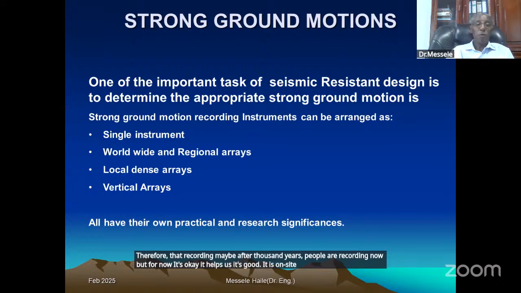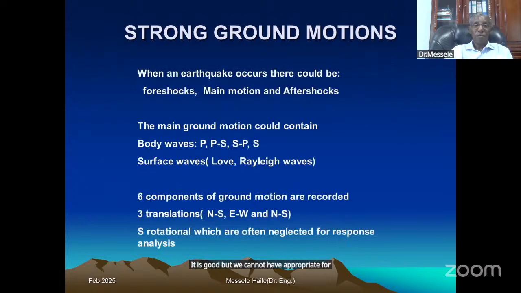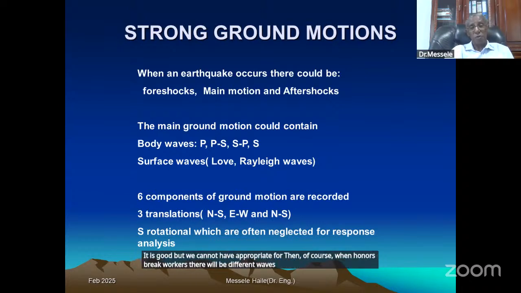But whether single, worldwide, regional, local dense array, or vertical arrays, it is good, but we cannot have appropriate for a site fully. Then, of course, when an earthquake occurs, there will be different waves: P converted to S, converted to S, surface waves, and so on.